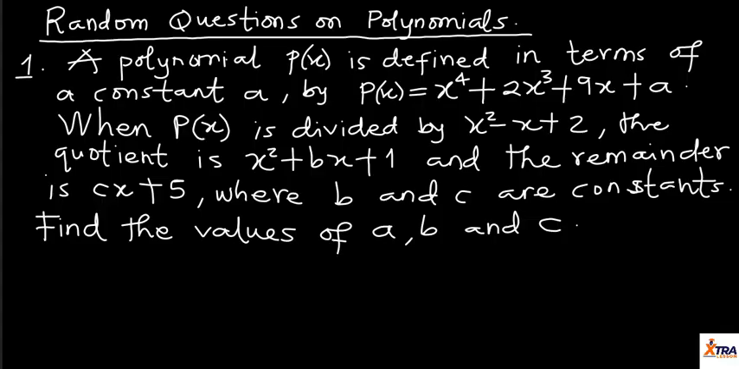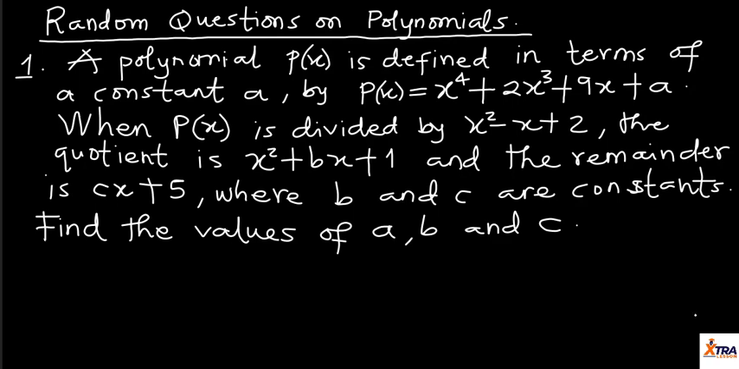So we have this example here, example 1, where we have a polynomial p of x defined in terms of a constant a by p of x equals x raised to power 4 plus 2x cubed plus 9x plus a. When p of x is divided by x squared minus x plus 2, the quotient is x squared plus bx plus 1, and the remainder is cx plus 5, where b and c are constants. Find the values of a, b, and c.